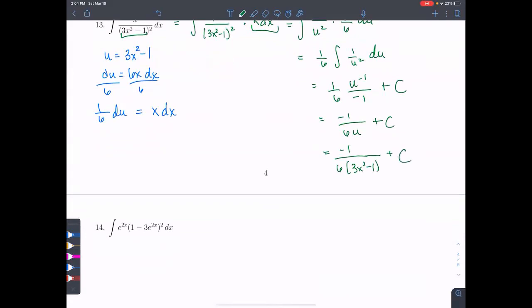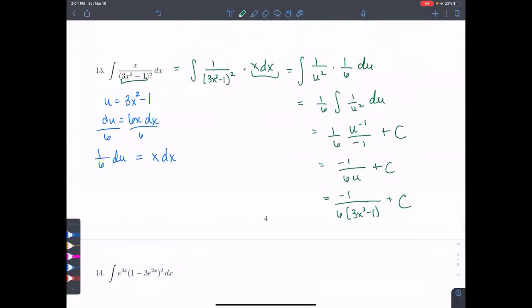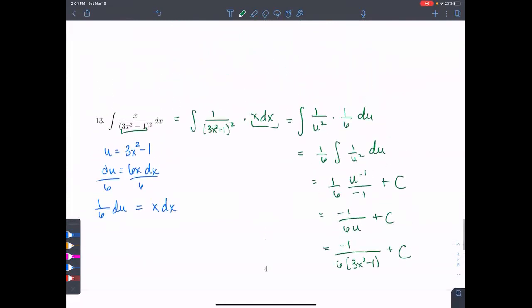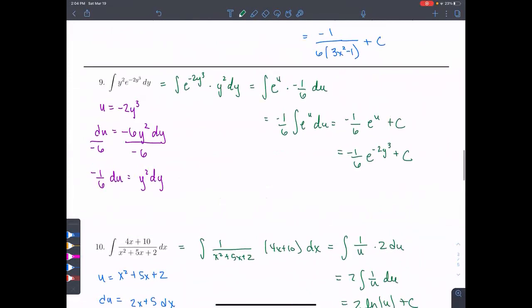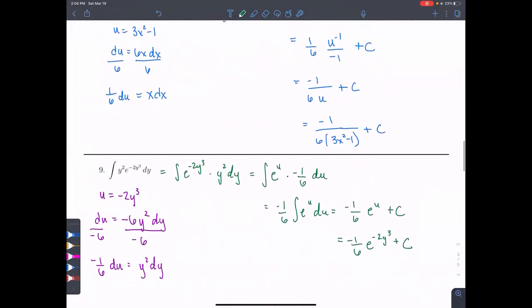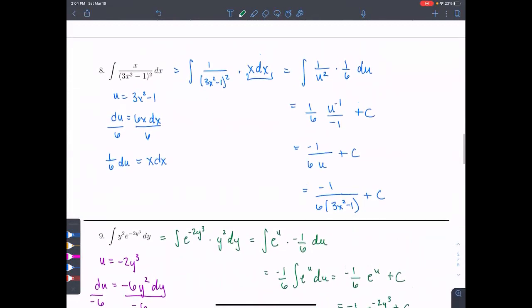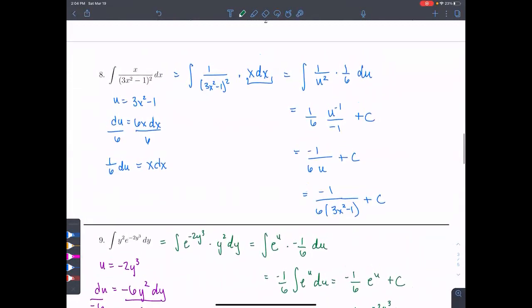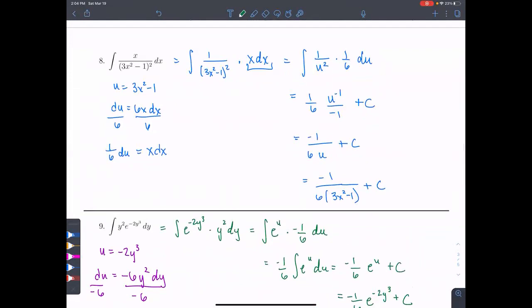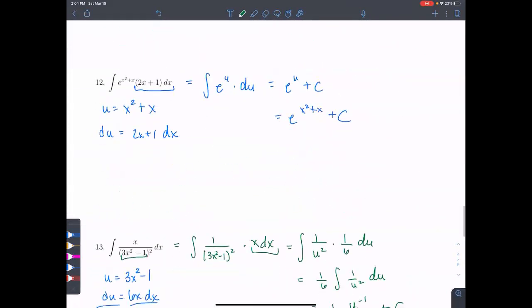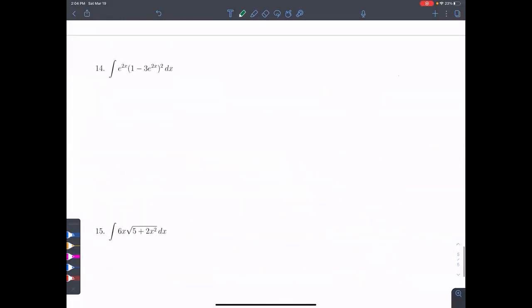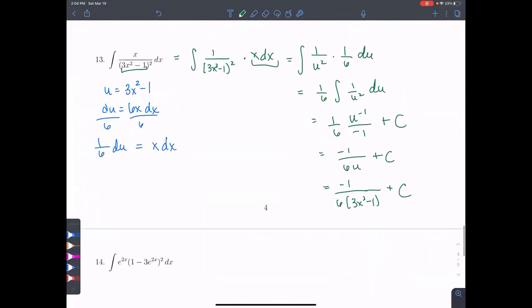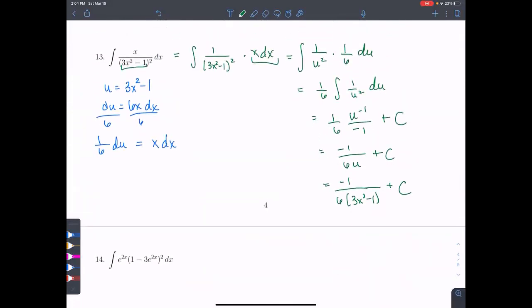Are we sure I haven't done this already? That seems very familiar. Is that the same problem? It is. Well, anyway, there's that problem twice. Maybe it'll show up again.